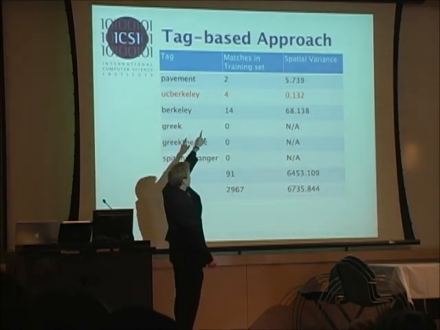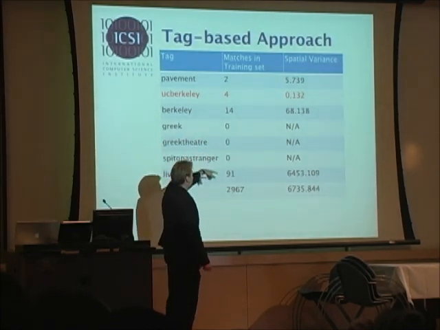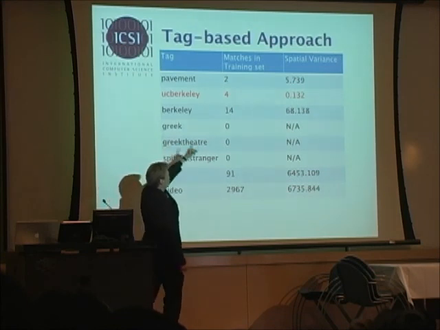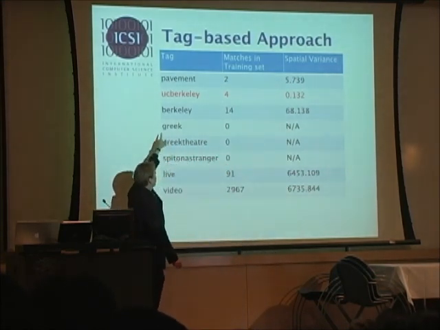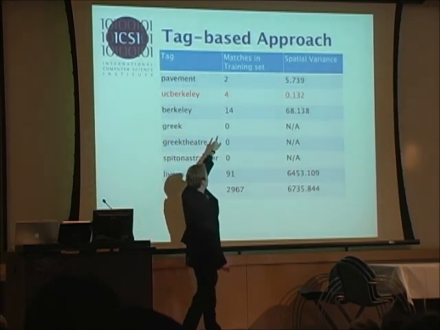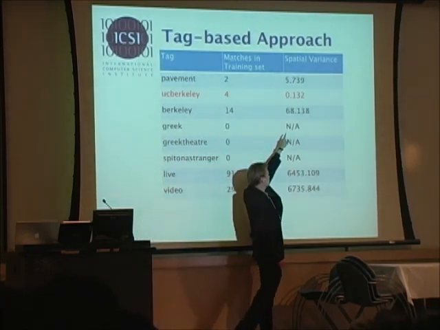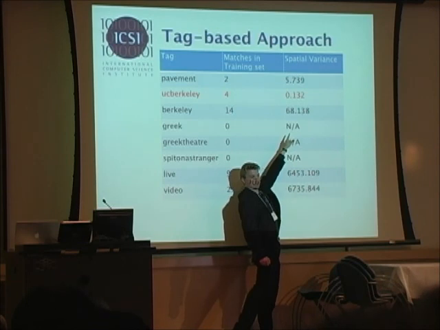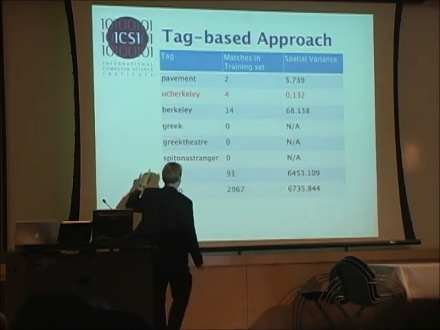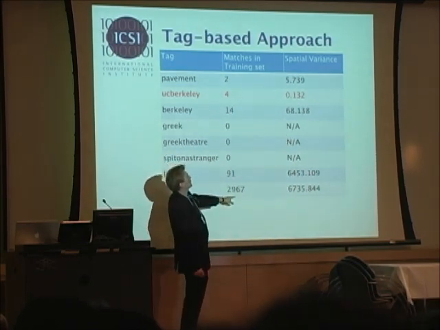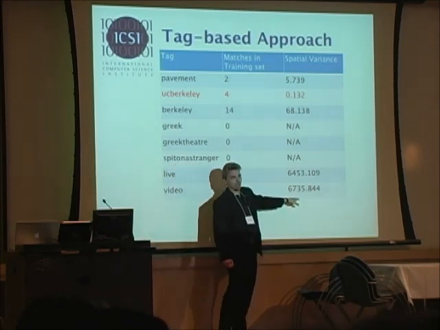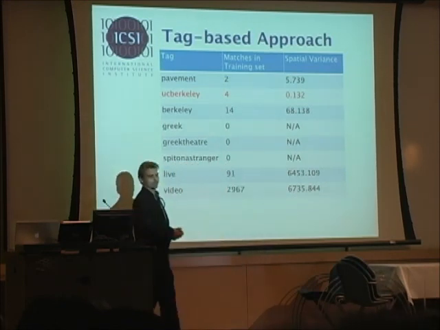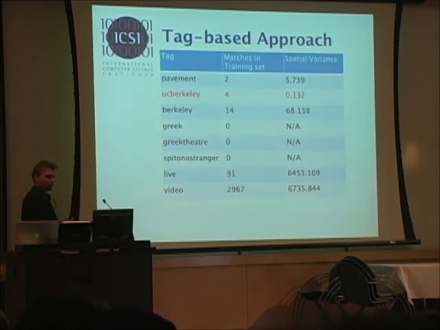We look at the training set and ask which of these features, or in this case tags, match the training set. And then we look at the spatial variance. So for example, if you have 14 matches for Berkeley and the spatial variance is rather low, that's a good indication. If you have 2,967 matches for video and the spatial variance is about half the globe, that's a bad indication. Right? So that's pretty much how it works.